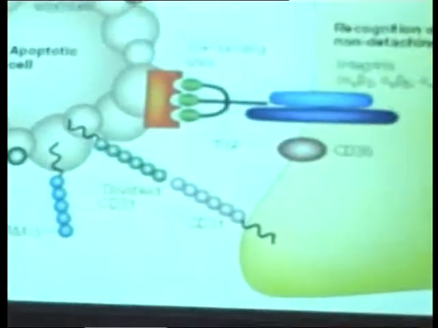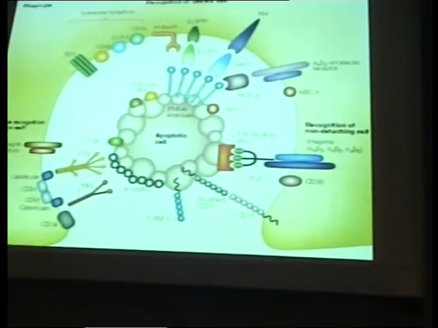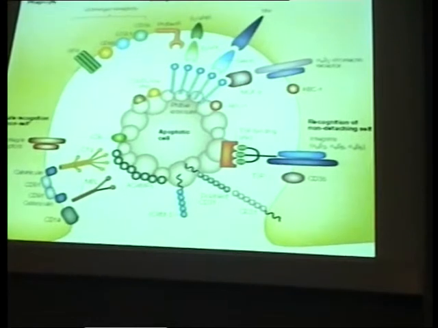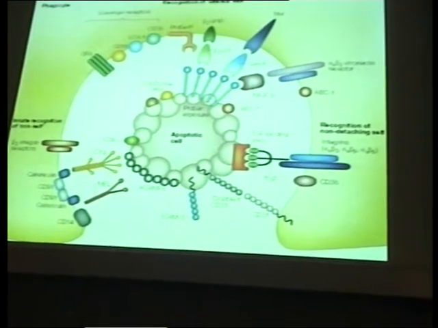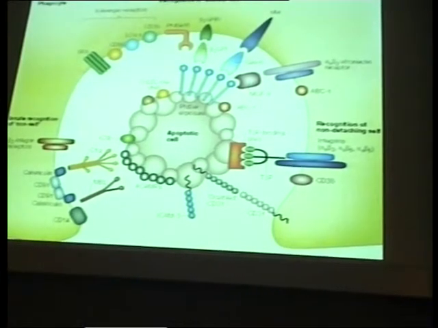And of course the complexity of this has become more obvious over time as a large number of groups have added to the kind of molecular scenery of recognition of dying cells. So there are, if you like, innate recognition of non-self using systems like C1q. There's recognition of altered self with all these kind of scavenger receptors. And then what Simon Brown and I have been working on for some time is, if you like, recognition of non-detaching self.